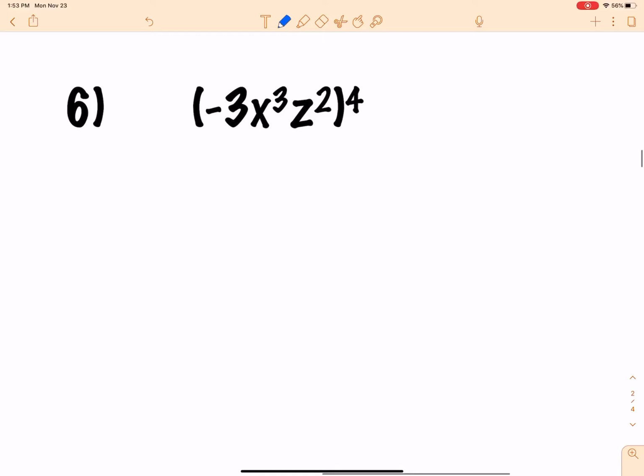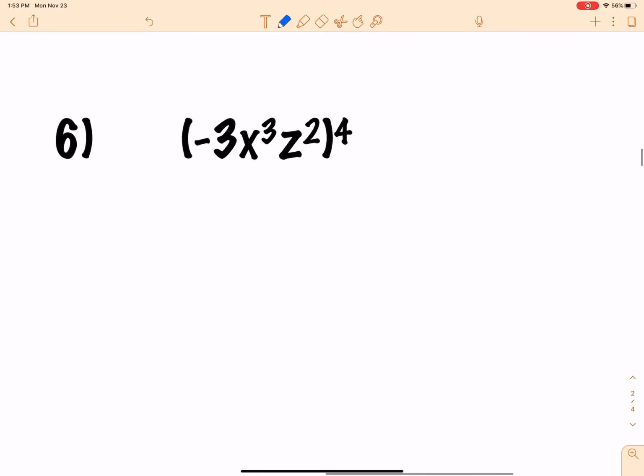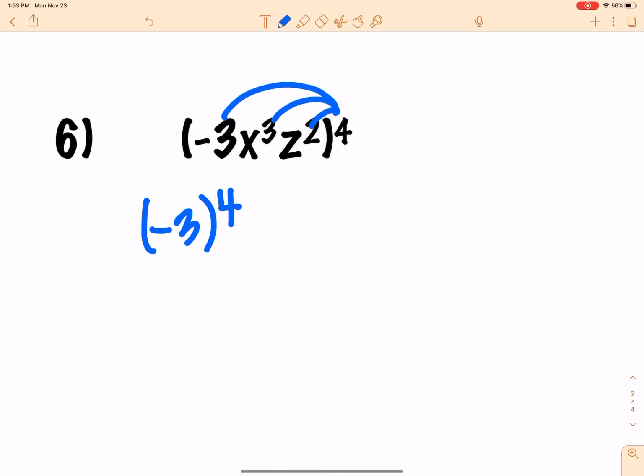Okay, number 6. Again, this 4 applies to -3, x to the third, and z squared. And like I told you at the beginning of the year, whenever we're evaluating for a number, please leave it in parentheses so we get our negative signs correct. So this is -3 to the fourth, and we will simplify that in a sec.